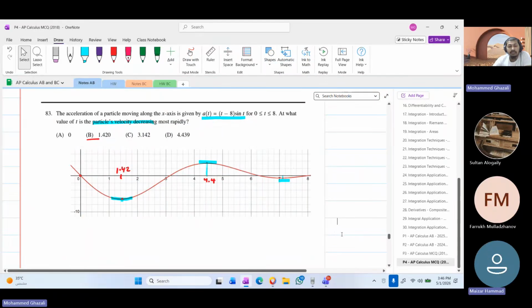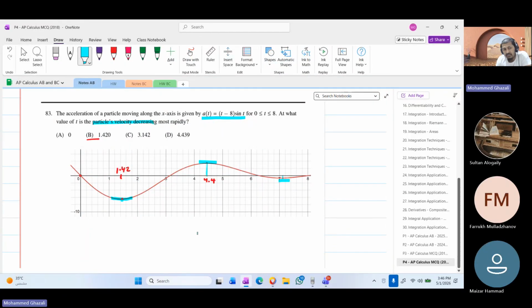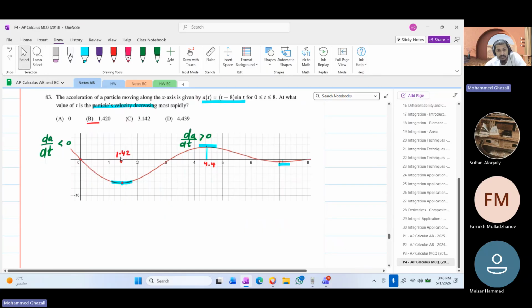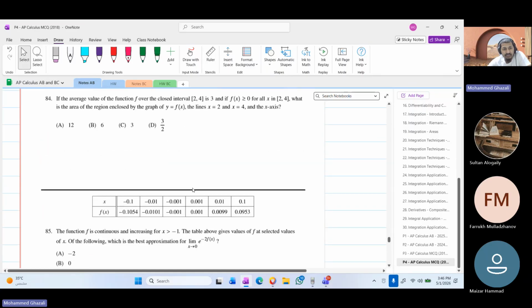If they said, oh, no. Yeah, what you're saying is if the particle's velocity is increasing most rapidly, the answer would be 4.4. Because you got dA dt positive. We want dA dt to be negative. We are looking for A prime negative, so it's going to be 1.42. Correct. Let's move on. Right, next problem.